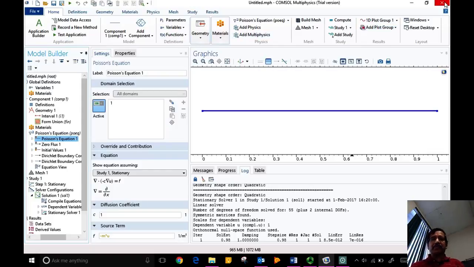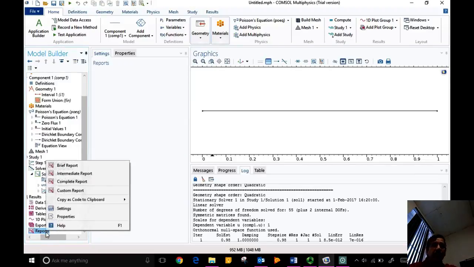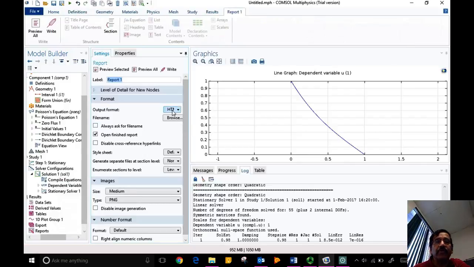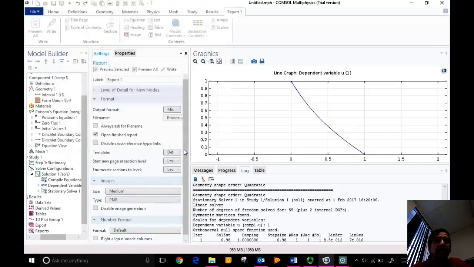All right, so in the next assignment you'll get a chance to play with these kinds of problems in both COMSOL and MATLAB. Oh, there is one thing I wanted to show, the report. In MATLAB, you saw how to generate a report. So in the results at the bottom, there is a report folder. Okay, so you select the report folder, and then you can select brief report or complete report or intermediate report, and it produces a report for you in HTML or Microsoft Word. Okay, and then you just say write, and it writes the report and saves it as a file.